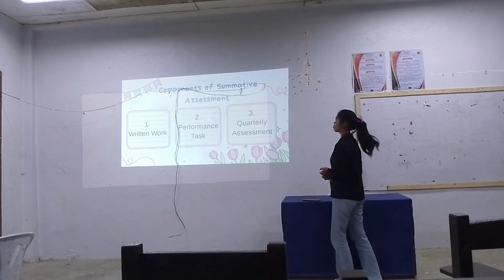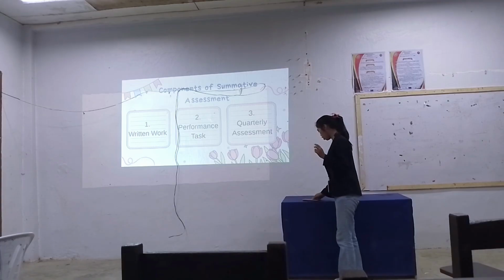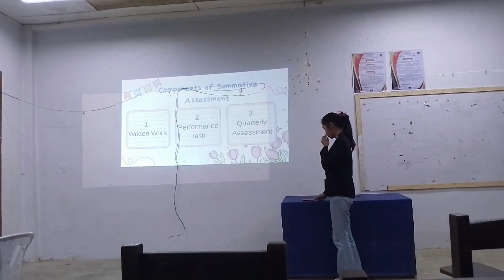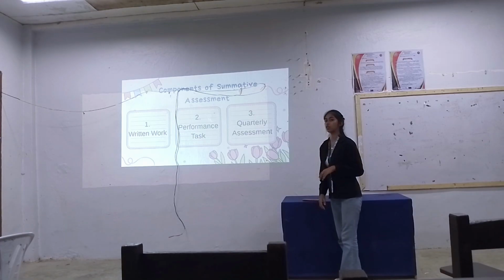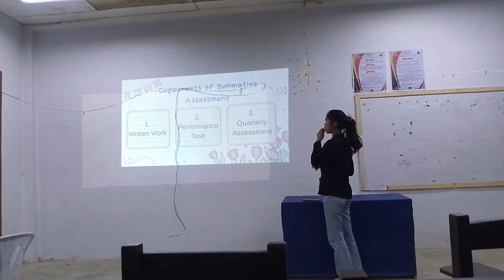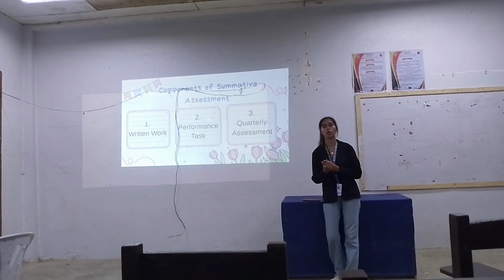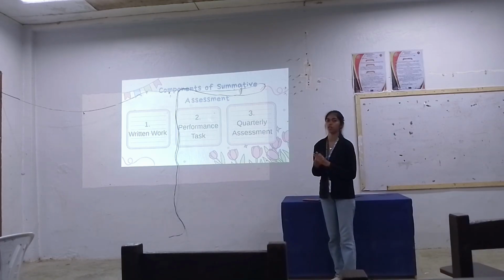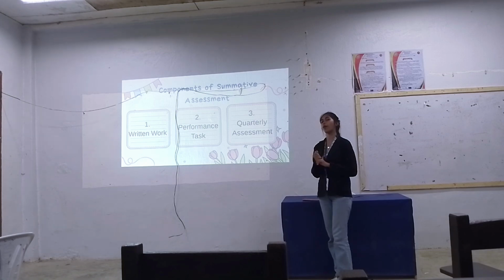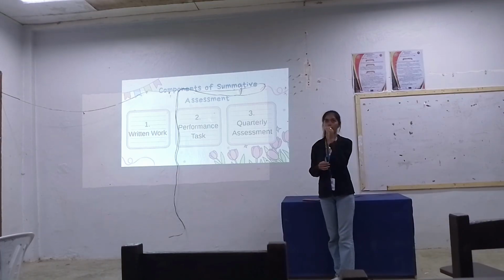Then lastly, we have the quarterly assessment. Quarterly assessment measures the students' learning at the end of the quarter. This may be in the form of objective tests, performance-based assessments, or a combination of both. In DepEd there are 4 quarters: first grading, second grading, third grading, fourth grading. It is not like in college. After the first grading there is a quarterly assessment, where you assess what they learned from the first topic down to the last.